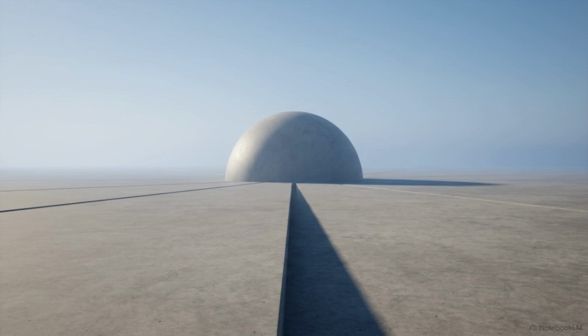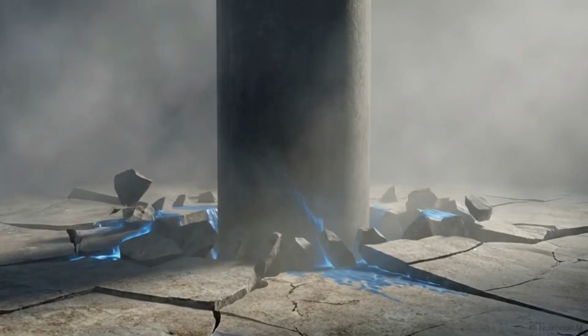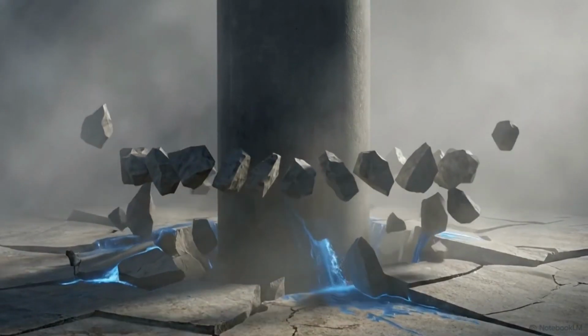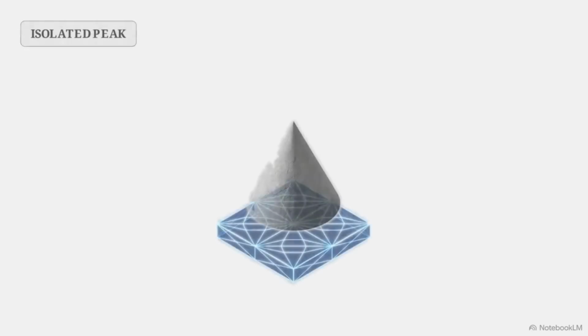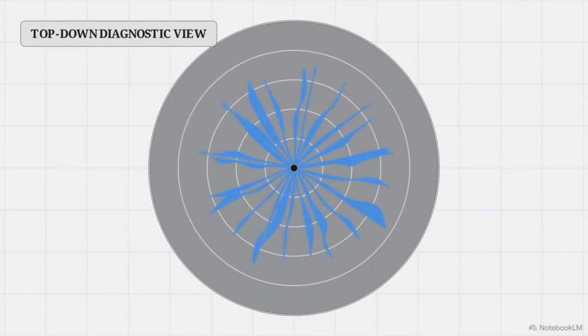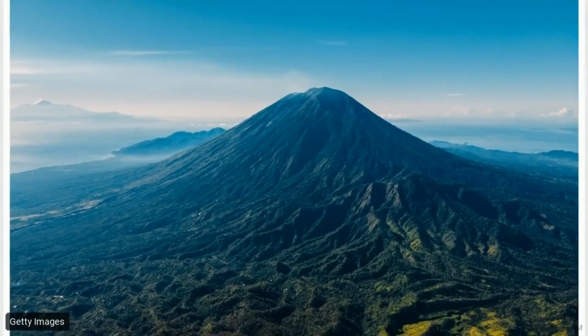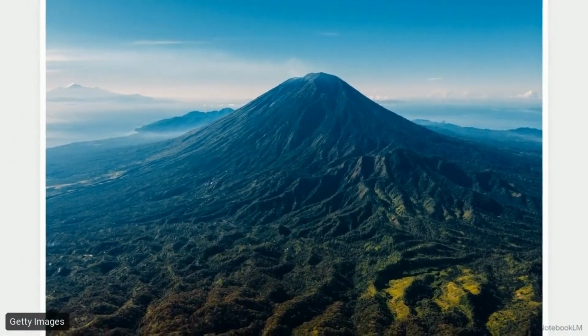Beyond regional tectonics, extreme localized elevation changes create their own distinct signatures. Imagine a sudden central uplift, such as a magma chamber pushing up a dome or a volcano forming. This isolated peak acts as a central distribution point, forcing all streams to trace outward like spokes on a wheel. We call this the radial pattern, the classic signature of a standalone peak.